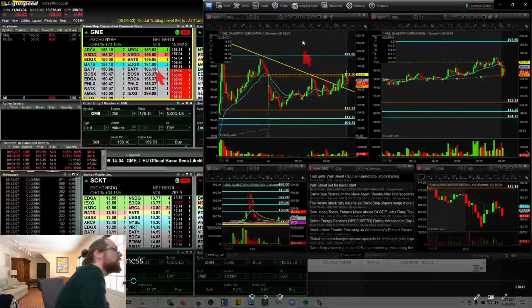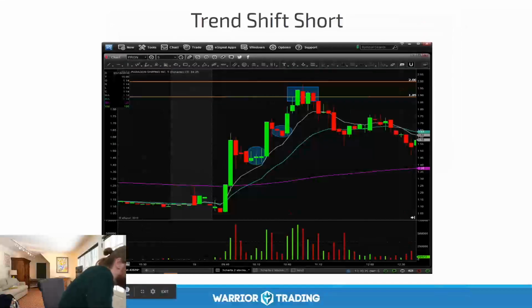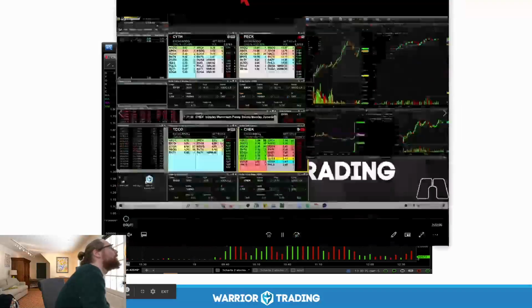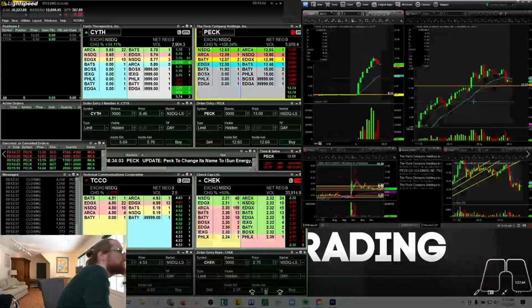Let's see if I have another trade that's a good example. Ooh. All right, let's look at this one. I'm not sure if this is a good example. I just want to look through and see if there's any.